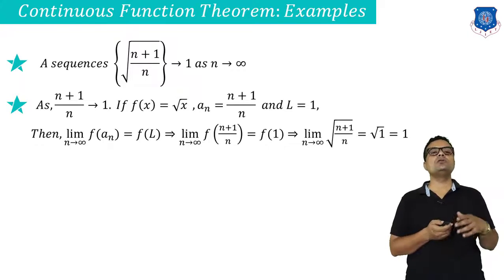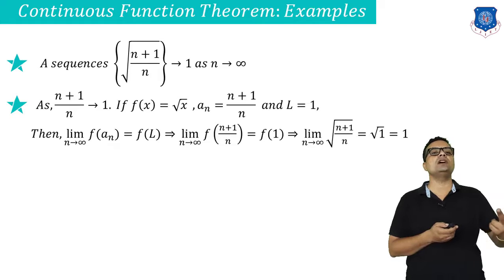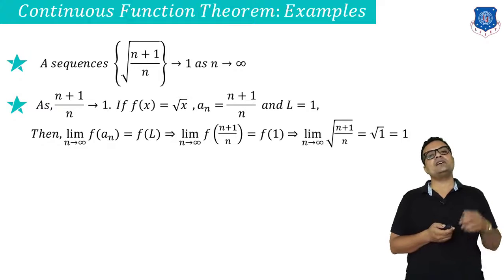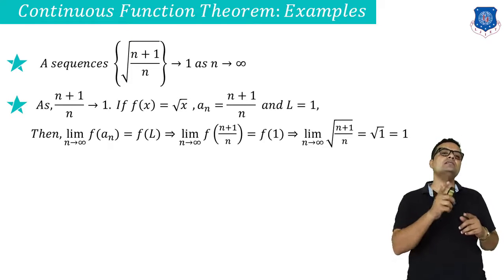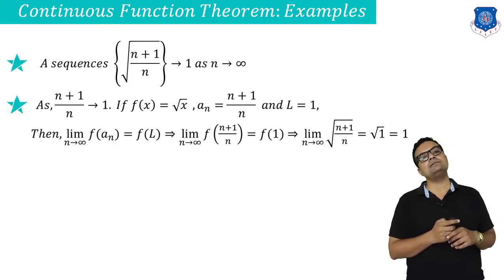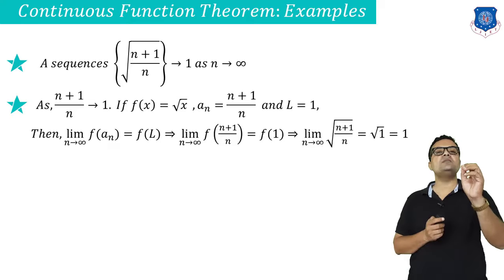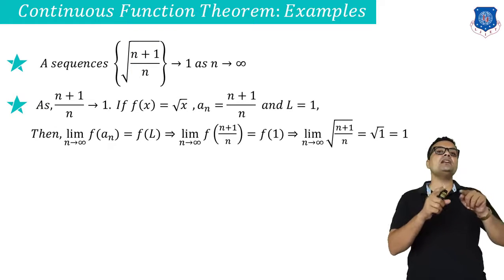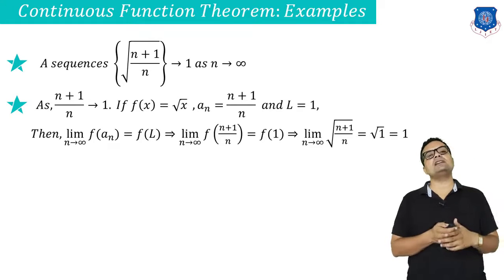Now we have all the raw material for this theorem. We have the function root x, we have the sequence (n plus 1) upon n, we have the limiting value L equal to 1. This limiting value L equal to 1 is nothing but the limit of an. So if I take n tends to infinity on (n plus 1) upon n, it will result in 1. So that means I can apply a continuous function: f of an equal to f of L. This is happening because my function root x is continuous at the limiting value L equal to 1. So I can take this function f on both sides of this equality, an and L.